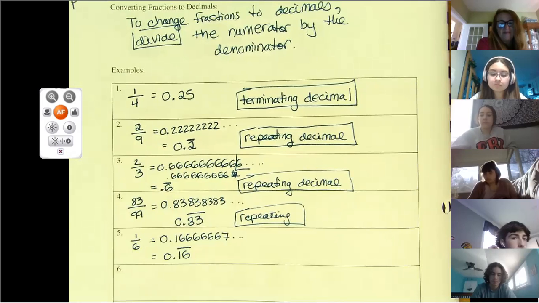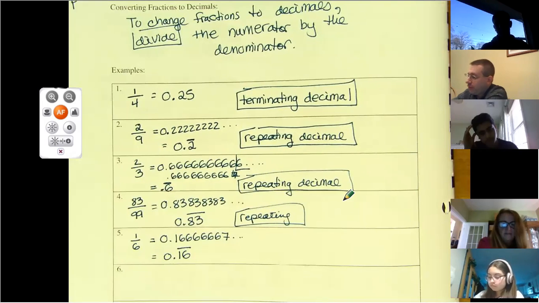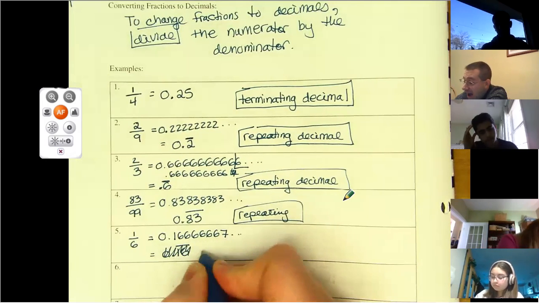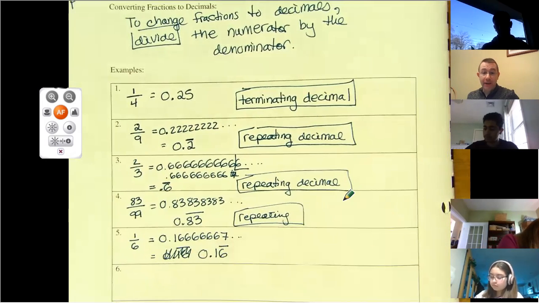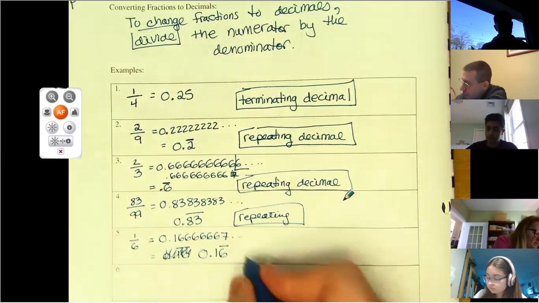Anyone not like that? I think I might have messed up. The 1 is only there once and it doesn't repeat. Yeah, so how are you going to show that? This is just wrong. Put it over the 6. That bar has got to go over only the part that's repeating. So make sure it's only over the 6. It's still repeating.